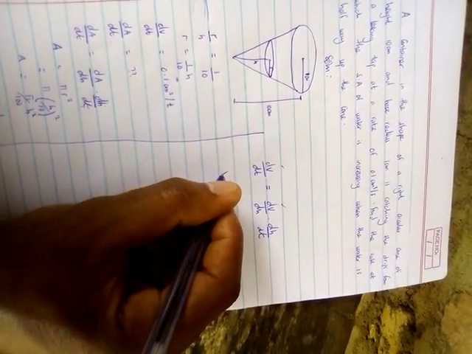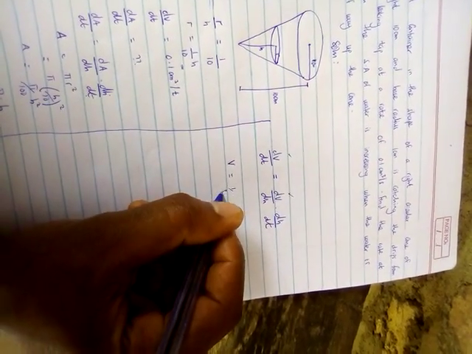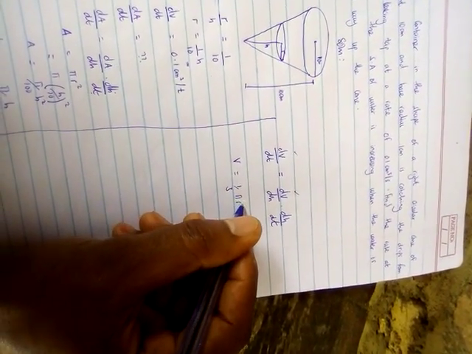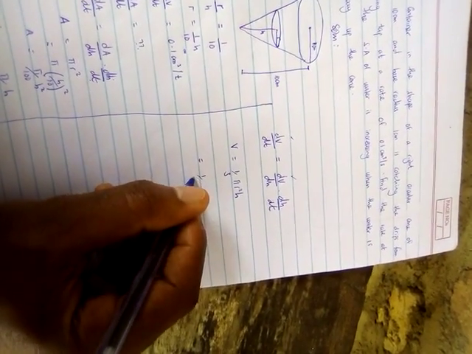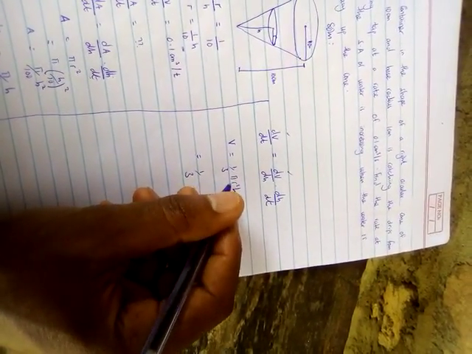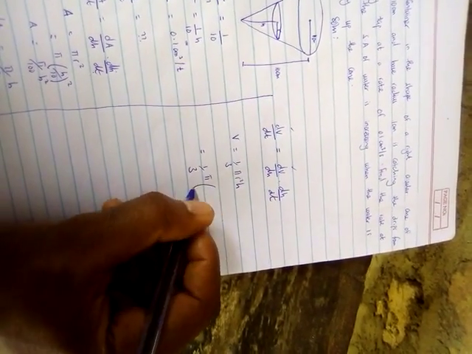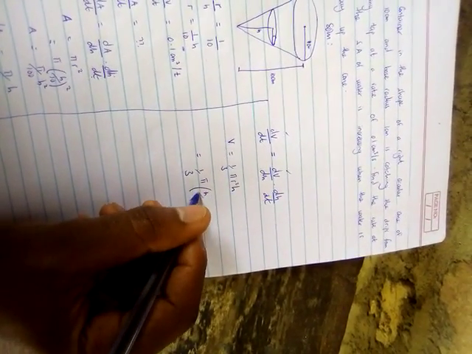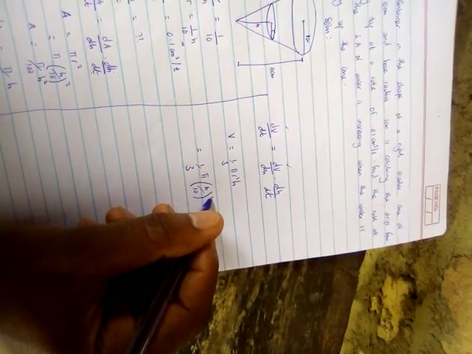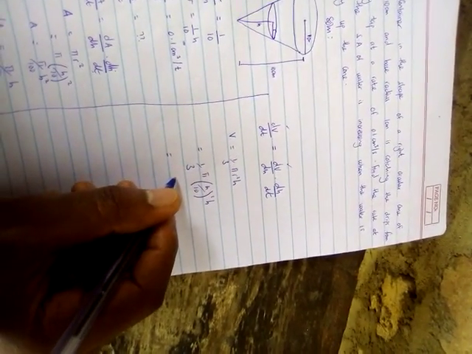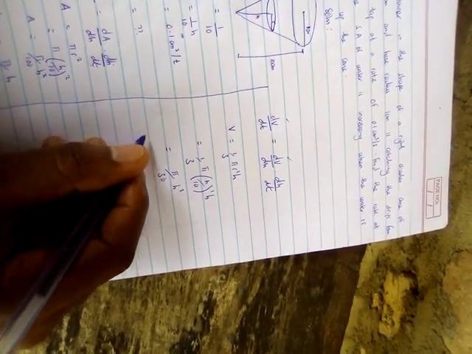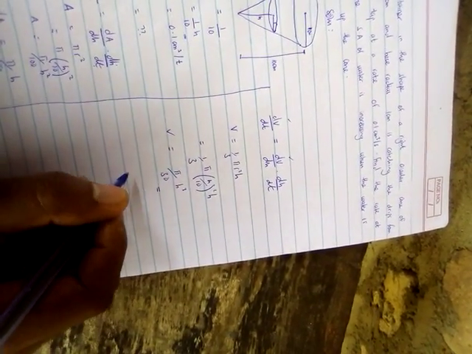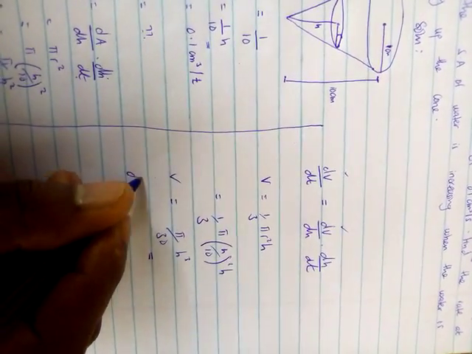I know that the volume of a cone is equal to a third pi r squared h, right? So this is the same as a third times pi r squared h. With r in terms of h being h out of 10, and then squared, times h, this is the same as pi out of 300 of h cubed, such that this is the volume now in terms of h.